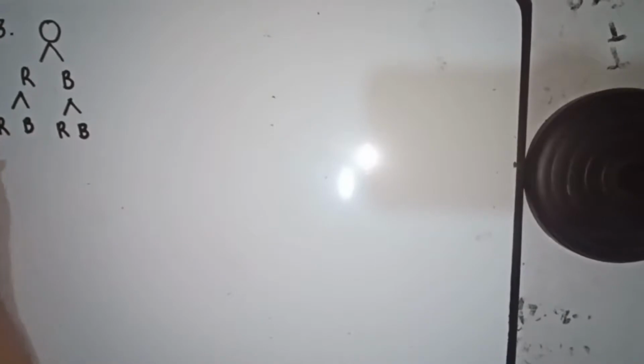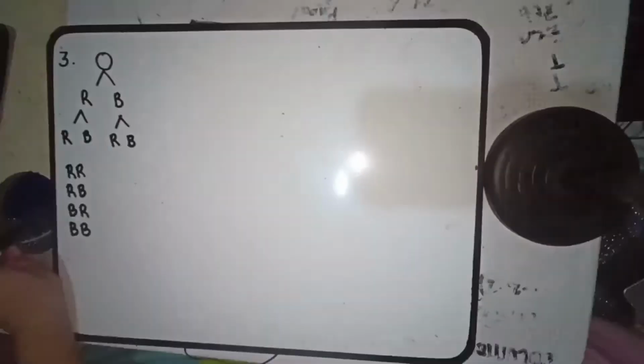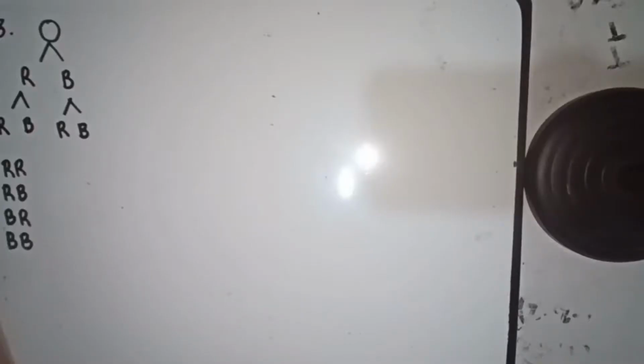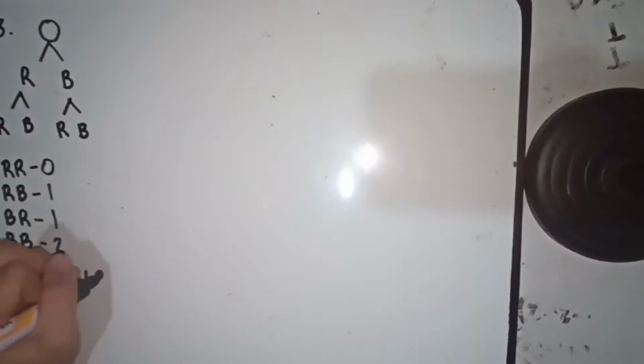So the possible outcomes are R, B, R, and B. Again, our random variable z represents the number of blue balls. So the first possible outcome has 0 blue balls. The second has 1. The third has 1. And lastly, we have 2. So the values of our random variable z are 0, 1, and 2.